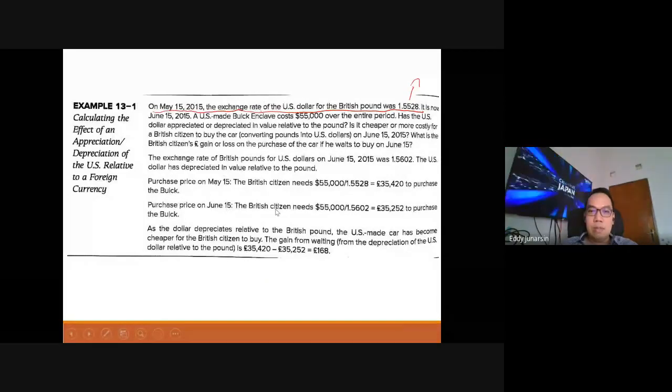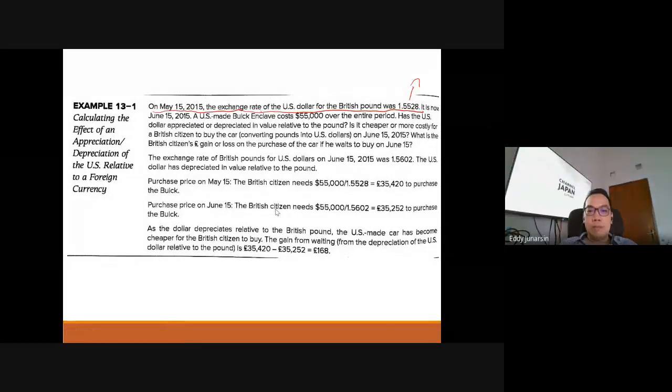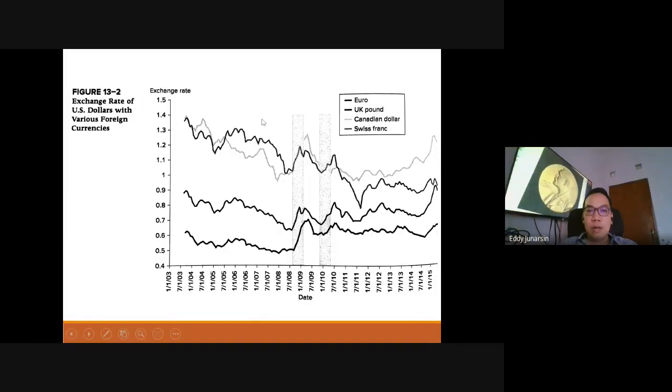Okay, so see an example here. So we need less UK pound, right? British pound to buy the Buick on June 15th because of the appreciation of the UK pound. Okay, we see exchange rate movements, right? Historically, from 2003 to 15, right? And you can continue the graph.